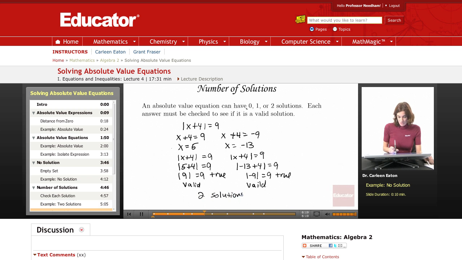We just discussed that if you end up with something like the absolute value of x equals negative 6, there's no solution. It's the empty set.